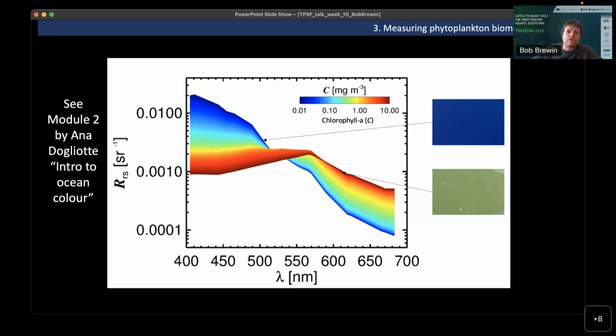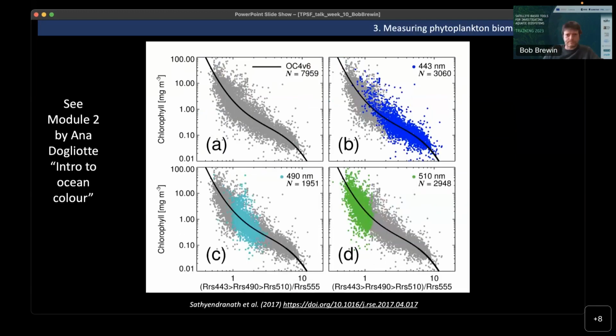As the chlorophyll concentrations increase, this is another photo taken in very high chlorophyll waters. We can see that a lot of that blue light gets absorbed, and the oceans begin to look green. And so by looking at spectral variations in the remote sensing reflectance measured from the satellite, we can get pretty good approximations of the chlorophyll concentration. And that's just shown again in an example here.